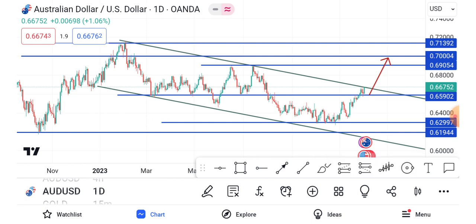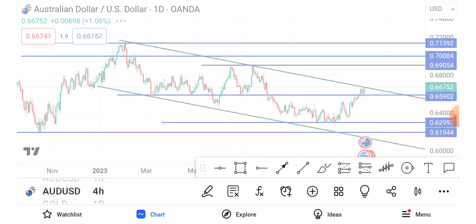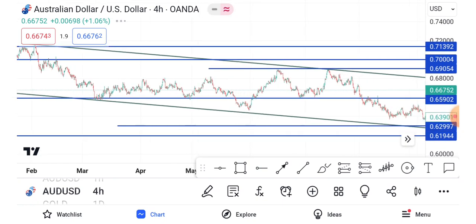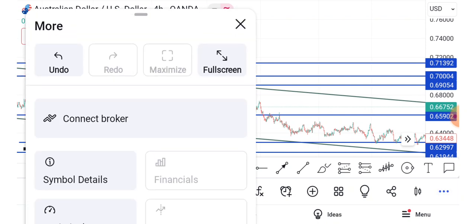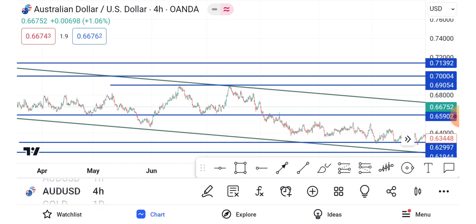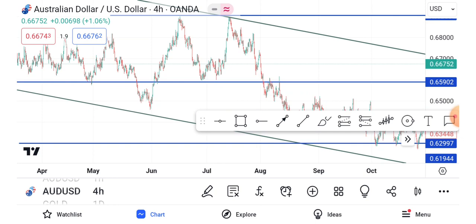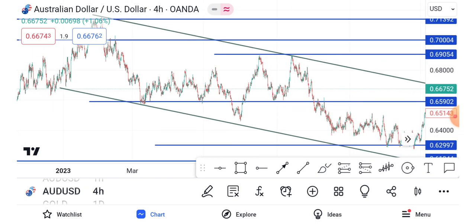Okay, now let's go down to a lower time frame to get a clearer picture of the market. Let's go down to a 4-hour time frame. This is the 4-hour time frame, guys. Let me fix this chart. Okay, now on the 4-hour time frame, this is what we have.